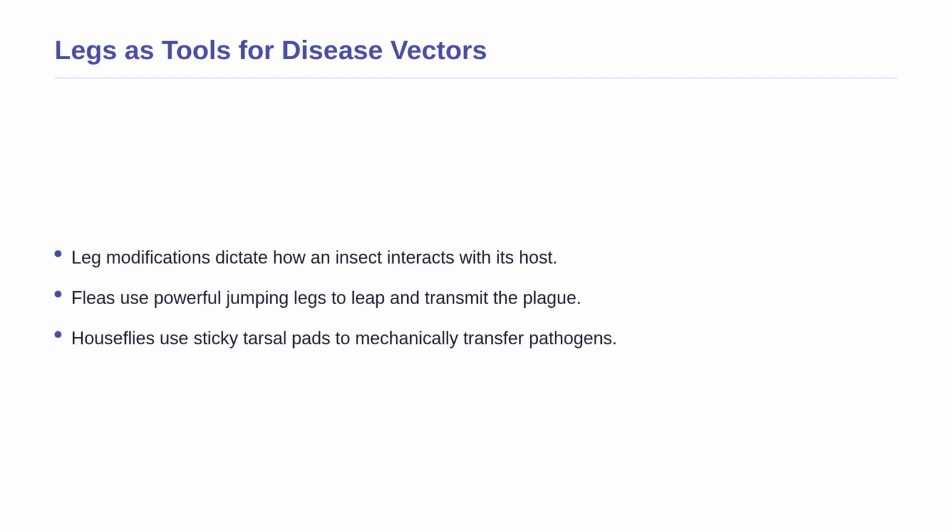Having seen the anatomy of the leg, we must ask why this matters for disease transmission. The specific modifications of an insect's legs dictate exactly how it interacts with its environment and its host. For example, the powerful enlarged hind legs of a flea allow it to leap massive distances onto a passing human, which is how the plague is transmitted. On the other hand, a housefly has specialized sticky pads on its tarsus, allowing it to walk upside down and mechanically transfer dangerous pathogens directly onto our food. A vector that cannot move cannot spread disease.